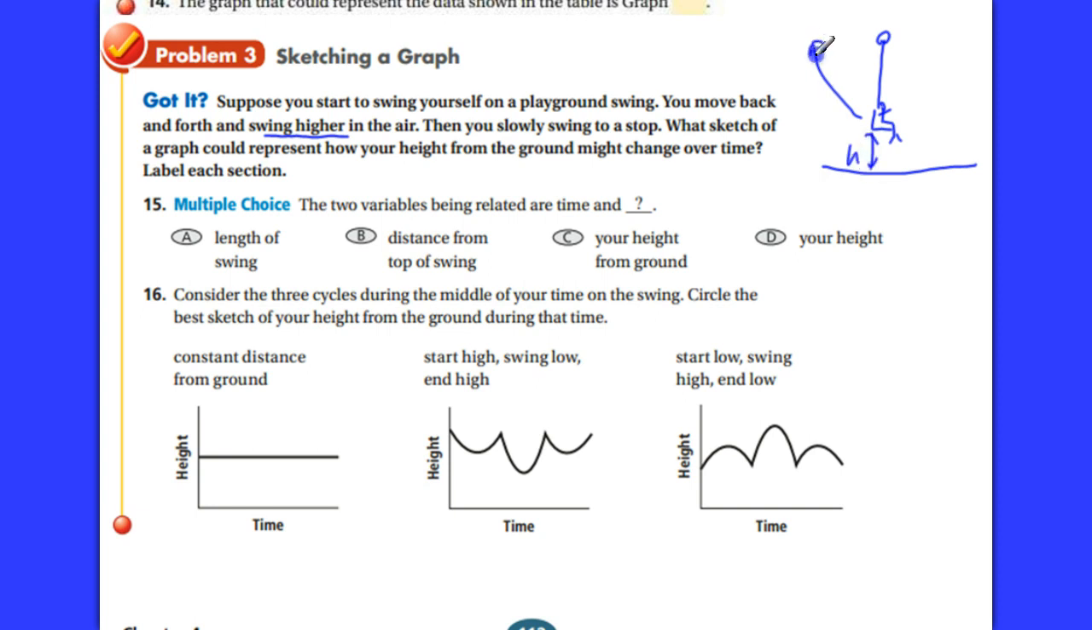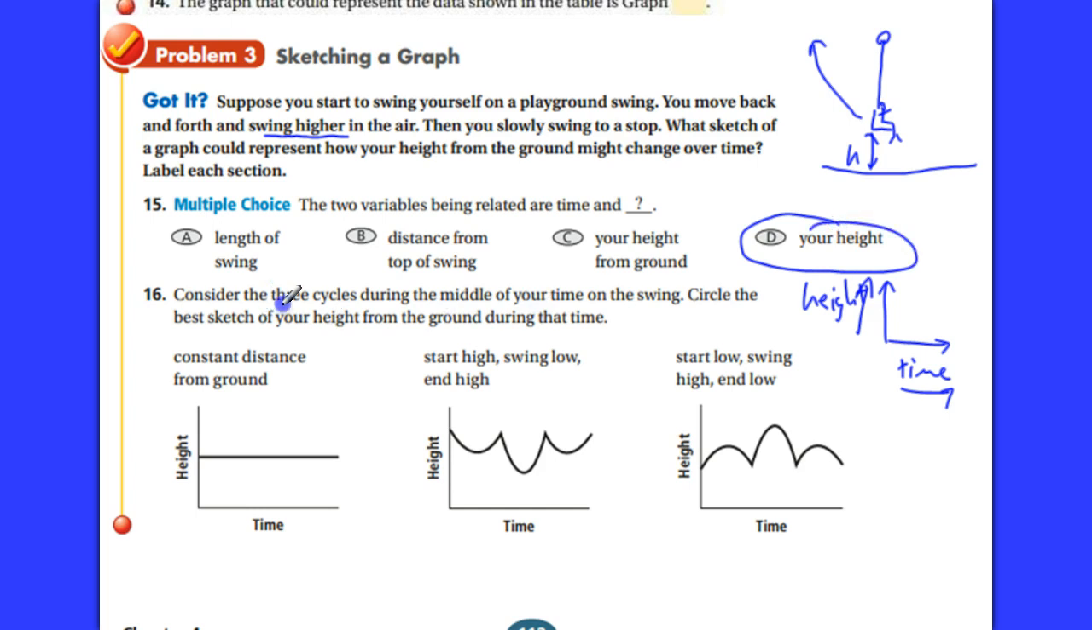So they pull you back and they let you go, and you swing there and there and there, and then you slowly come down to a stop. So it's saying the two variables being related are time. If we were going to sketch this, we would have time going up this way, and you're sketching how high you are, your height. So the two variables are time and height.